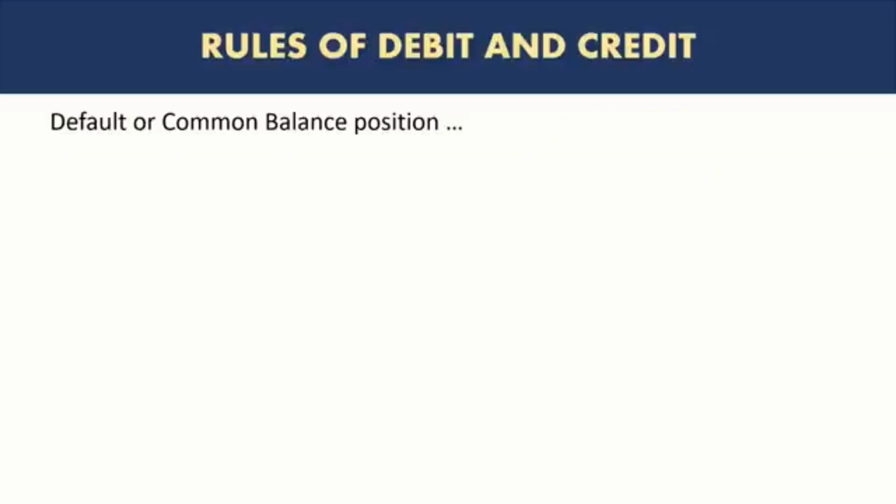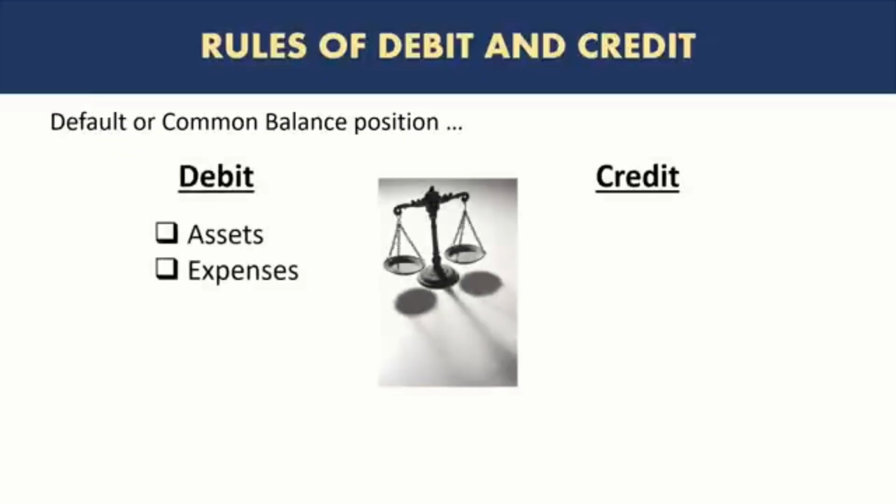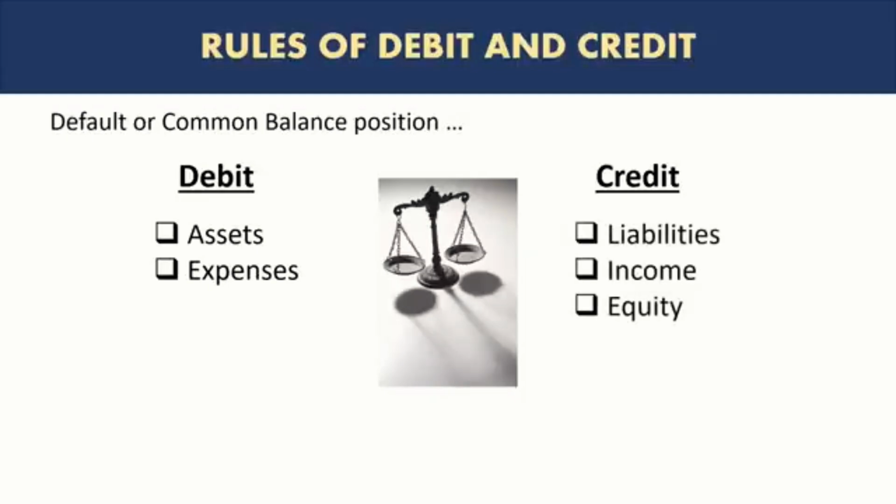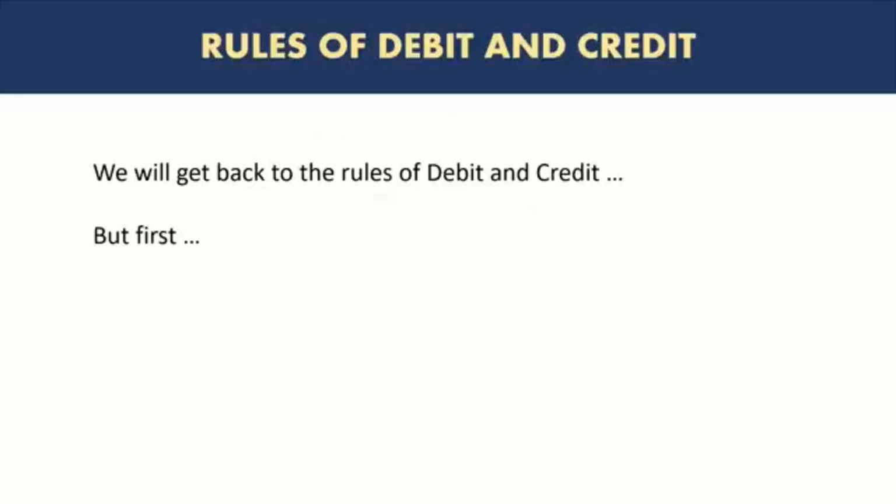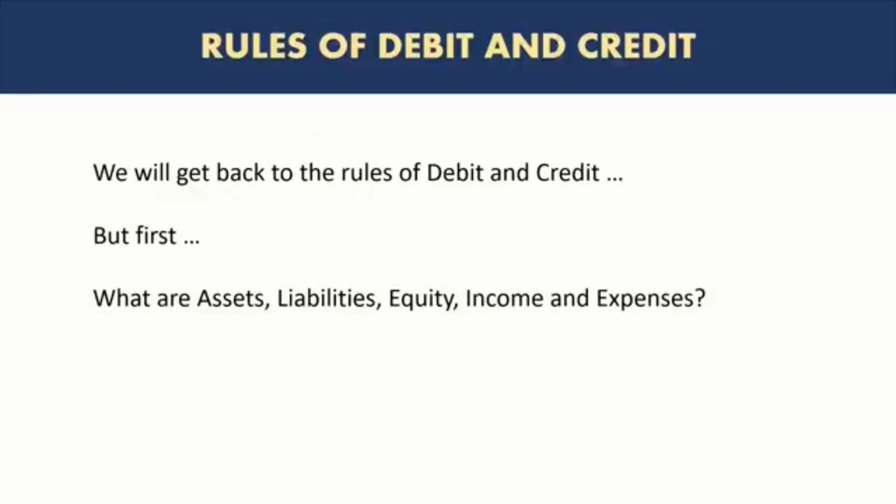Because of the rules that we just discussed, there are default or common balance positions. So assets and expenses, you will usually see a debit balance. You can also see a credit balance, but usually for most accounts, you will see a debit balance in the books or trial balance. And for liabilities, income, and equity, you will usually see a credit balance. So we'll get back to the rules of debit and credit, but first we have to explain what are assets, liabilities, equity, income, and expenses.